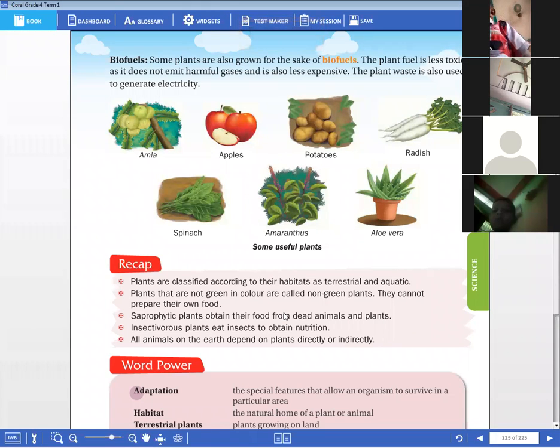Emit. Emit means release. Expensive. I already told that. Generate. Generate means produce. Electricity.